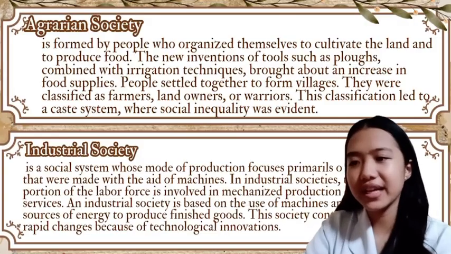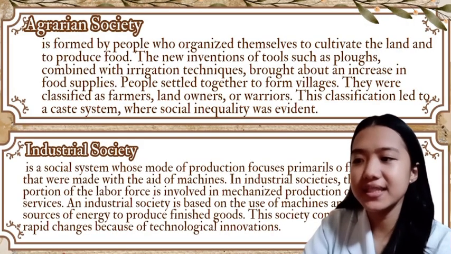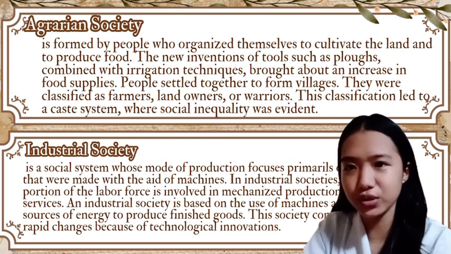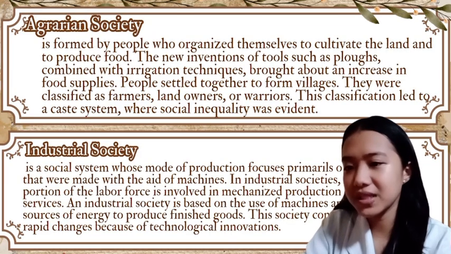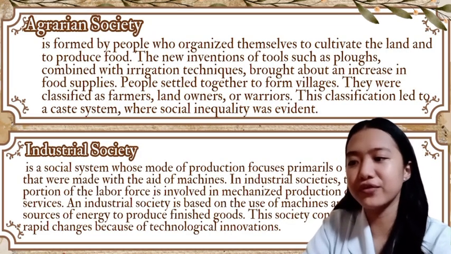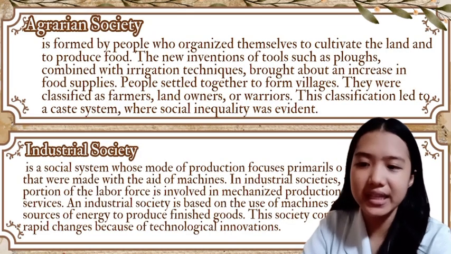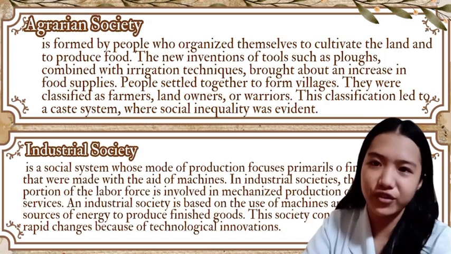The agrarian society is formed by people who organize themselves to cultivate the land and to produce food. These people are called farmers. They plant crops and raise animals so everyone can have food on their table. This society is all about agriculture or farming.